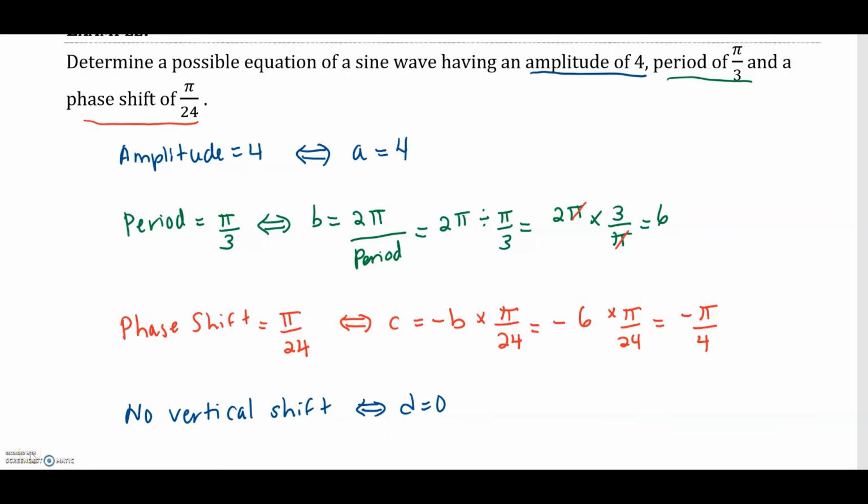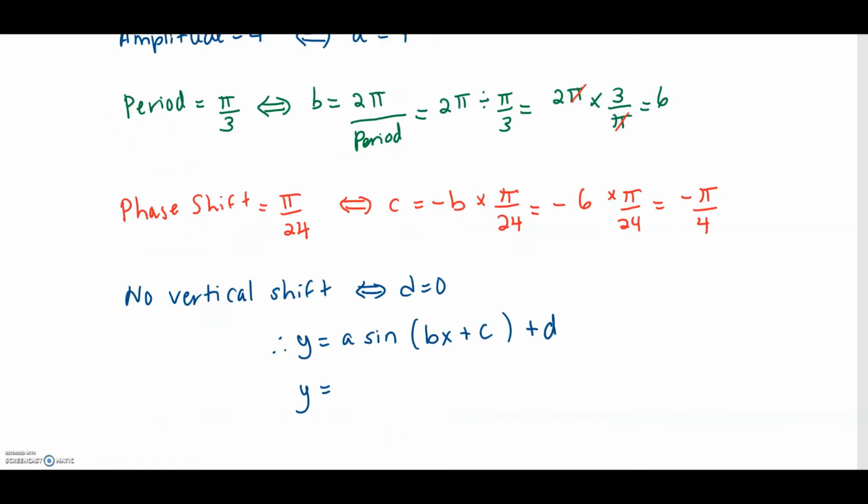So now we've calculated the a, b, c, and d values of our trig function. We're also told that we're looking for a sine wave, so we need to make sure we express it in terms of sine. And what we'll do next is write our general equation. Therefore, y is equal to 4 times sine of 6x minus pi over 4 plus 0. And we don't need to show the plus 0.